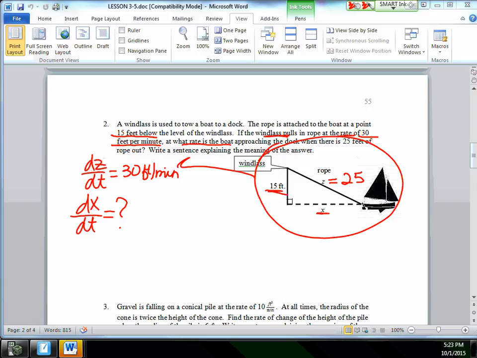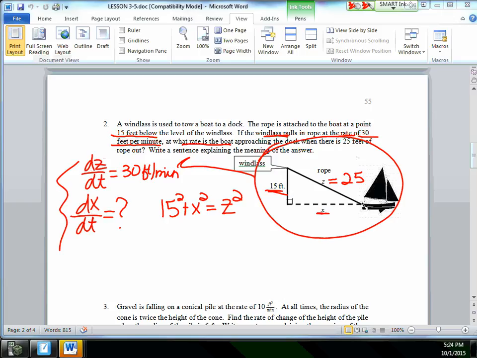Well, let's talk about why is that 15 and not a variable? Is that windlass going to shrink height at all? Remember, it's being held at a constant, so it stays a number. Is z going to stay 25? No, it's changing because we're pulling that in. So I need to leave that as z. So hopefully you realize this is the Pythagorean theorem. 15 squared plus x squared equals z squared. So here's the equation that relates to my questions that I have.